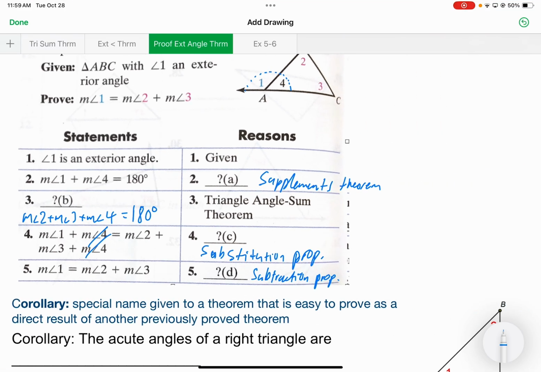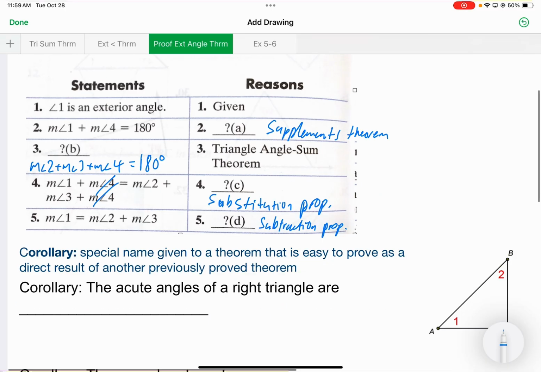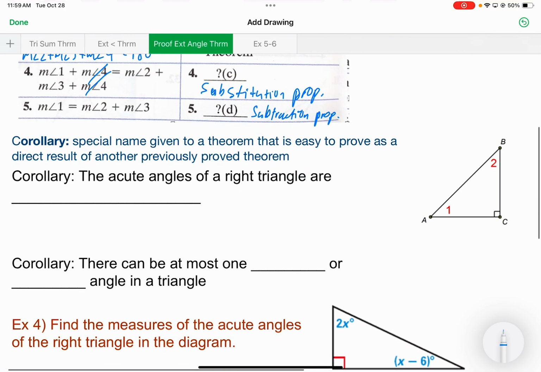All right, speaking of proofs, there's something called a corollary. I can't remember if I've dropped this word in class before. But a corollary is like a little mini theorem. It basically is a special name given to a theorem that's easy to prove as a direct result of a theorem that you just proved. Okay? So two corollaries to talk about.